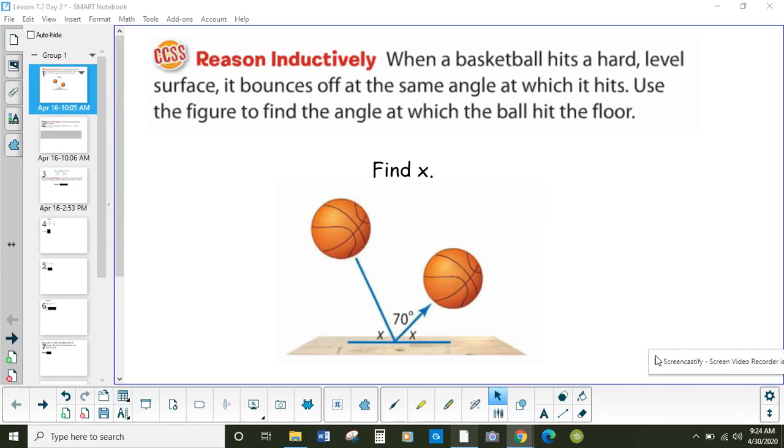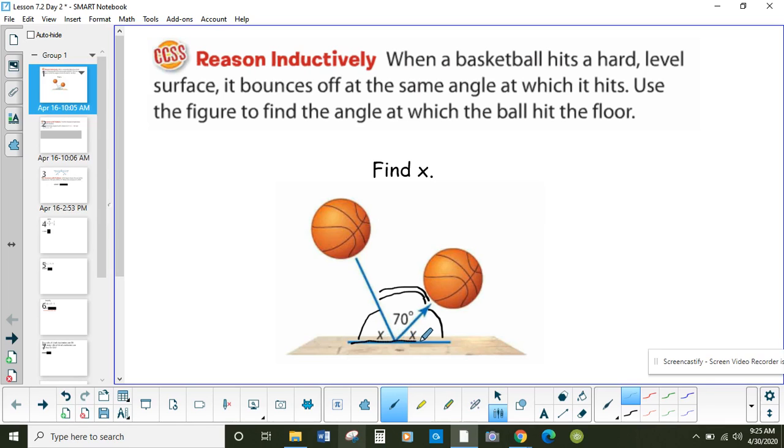So, taking a look at lesson 7.2, day 2, we're continuing with the idea of supplementary and complementary angles. And before we get into this problem, I want you to pause the video right now and see if you can find x on your own. Now, I hope that you noticed that there's 1, 2, and 3 different angles that form a straight line.